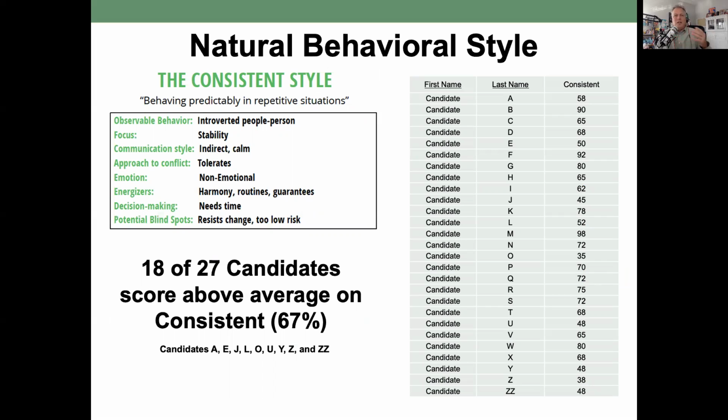And this is about this job's time being spent behaving predictively in repetitive situations. And you can see that 18 of our 27 candidates scored above the national average on consistent. This is not a needle in a haystack kind of thing. We're looking for at or above the national average, is all we're looking for here.